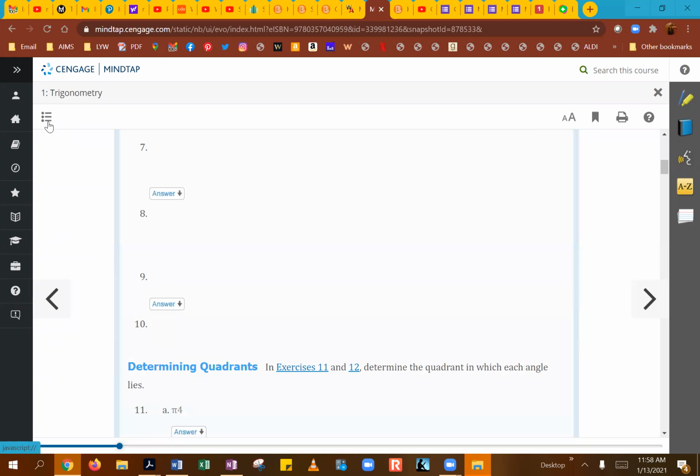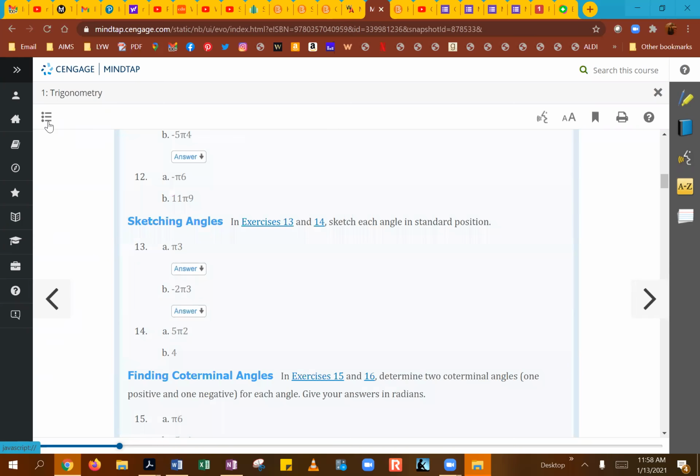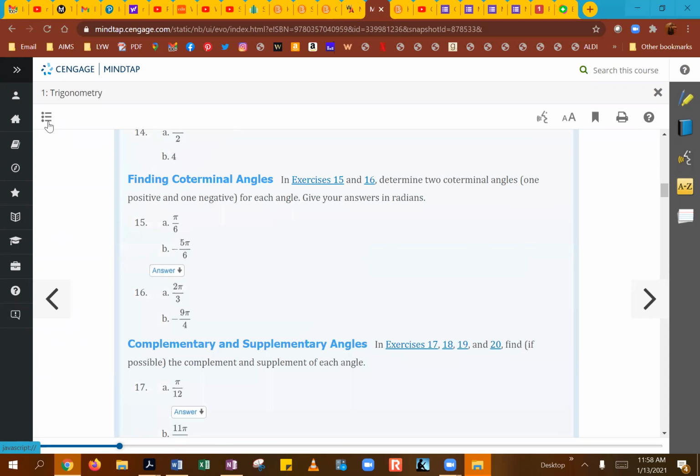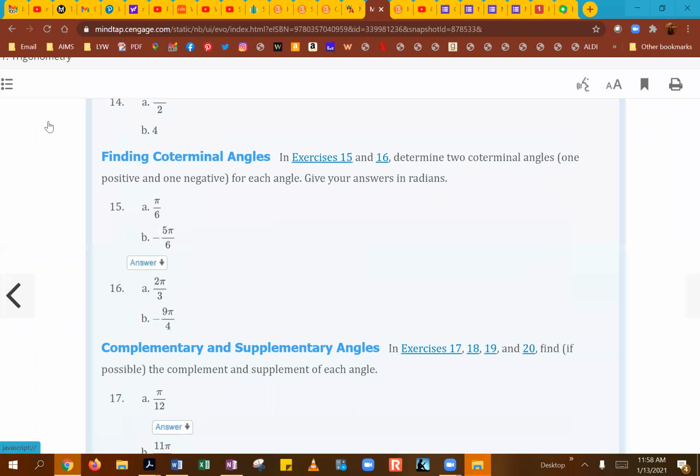And of course, you've got examples in your video lecture also that you can look at, but I just wanted to pick a little bit of a different example than what you've seen in the lecture. So we're looking at example 15 over here. They're asking us to determine two coterminal angles. They want one of them to be positive and one of them to be a negative angle. So how about we look at 15b?